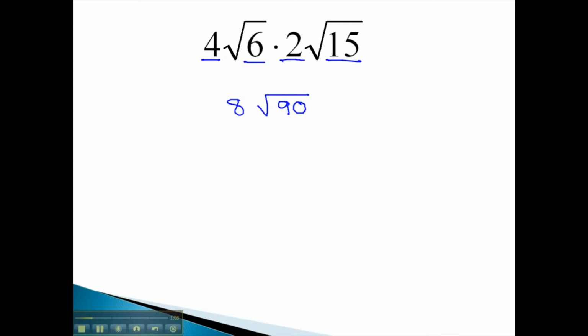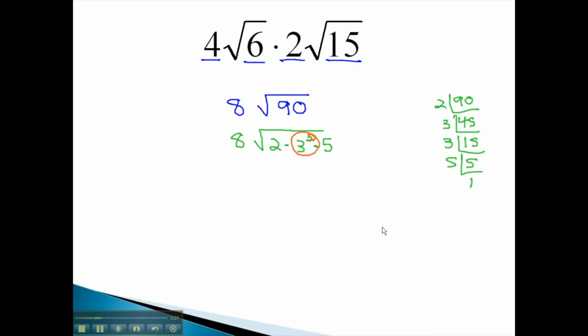We must be sure our final answer is reduced, so we'll find the prime factorization of 90 by dividing by 2, 3, 3, and 5. And we find out that the prime factorization of 90 is 2 times 3 squared times 5. This means we can pull a 3 out by dividing the exponent 2 by 2, and we have one 3 coming out. 8 times 3 is 24, and inside the square root, 2 times 5 is 10.